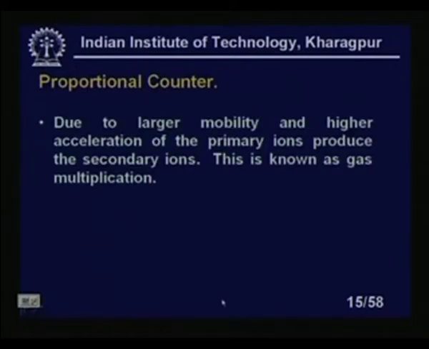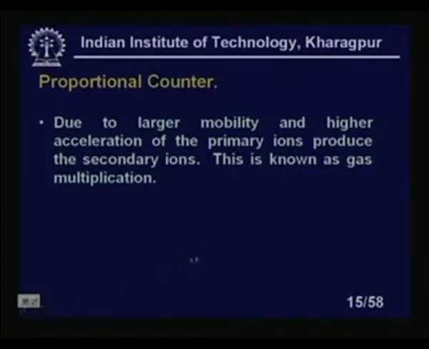Proportional counter. Due to the larger mobility and the higher acceleration of the primary ions, they produce secondary ions; this is known as gas multiplication. Now, when the ions move in a gas chamber, there are gas molecules, and the ions will knock out some of the outer electrons of these molecules, so it will further produce some ions.